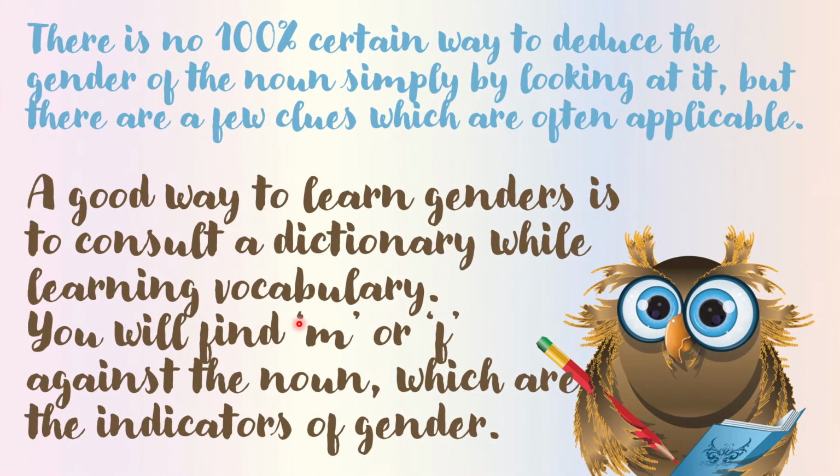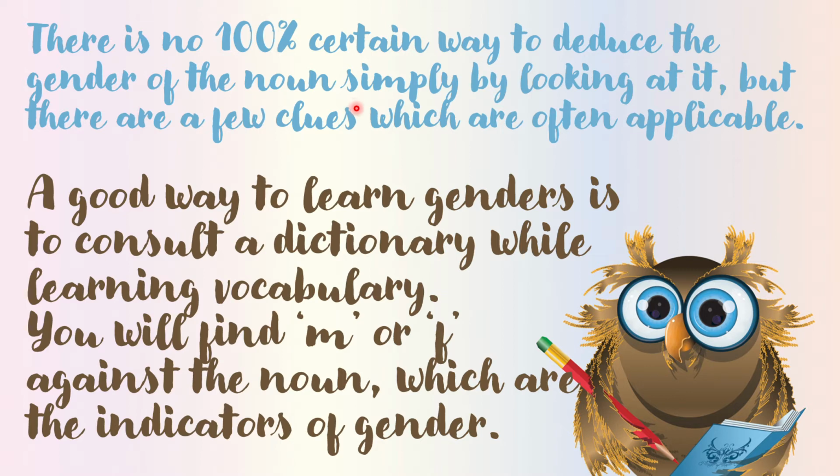Now, how do you learn the gender of a noun? There is no 100% certain way to deduce the gender of the noun by looking at it. However, we do have a few clues, hints, by the endings of the words, which are often applicable. They are not surefire, they will not work all the time, but they mostly work, about 90%. So that is a decent way to deduce the gender if you're not sure.